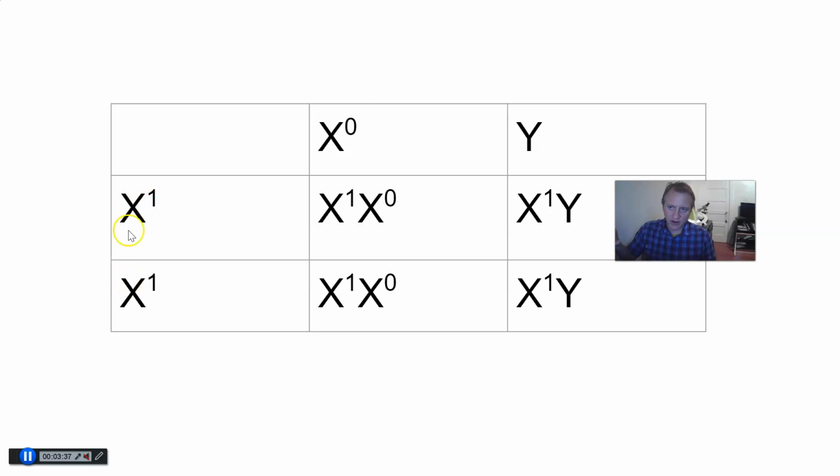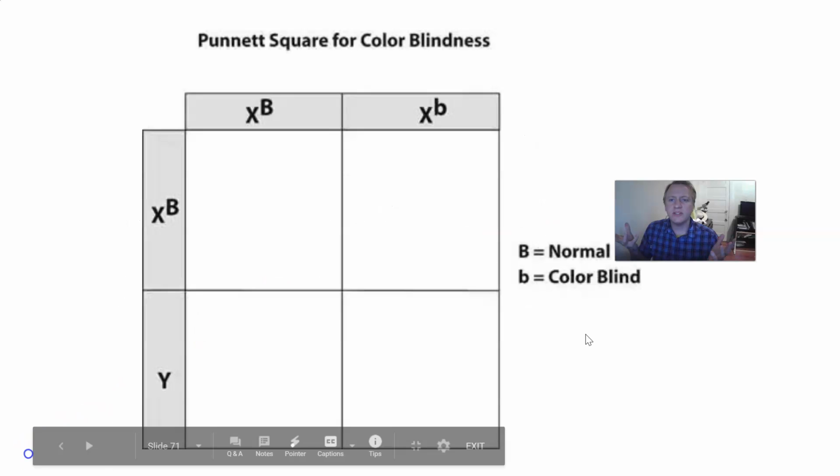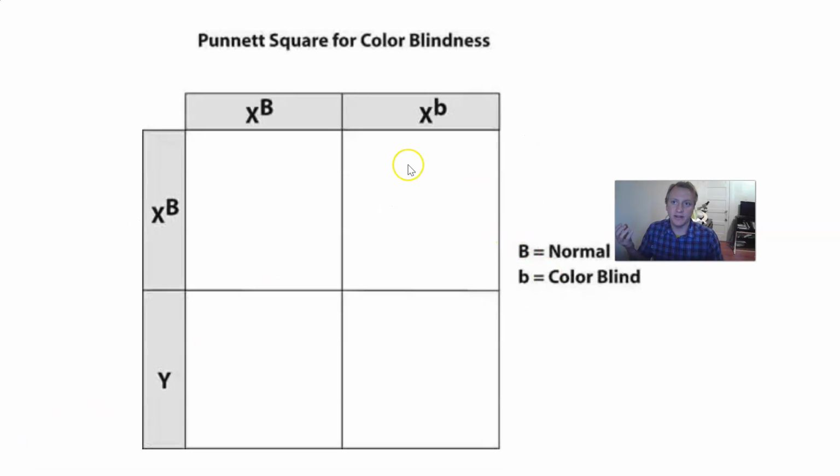So let's see what our Punnett square looks like here. We have the female here on the left, we have the male here on top, and you should notice that none of the daughters have the condition because they have this X0. None of the daughters have the condition, but every single son that this couple has will wind up with the condition.